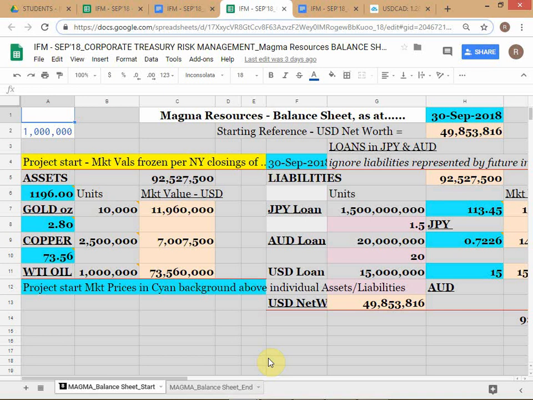Here in column C, let's focus on the asset side first. On top of gold, you have the gold price. On top of copper, you have the copper price. If you mouse over, you can see the units of quotation. This is dollars and cents actually. These are the starting market prices. You can see that they have inventories, the units. They have 10,000 ounces of gold. These are troy ounces. Their position is 10,000 troy ounces of gold, 2.5 million pounds of copper.